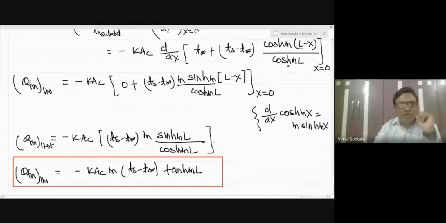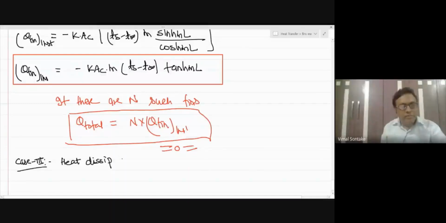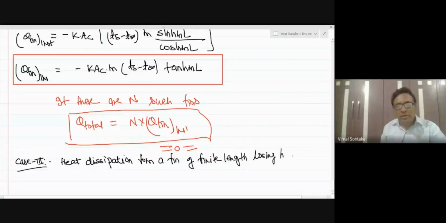Now let us move further. Let us discuss case number 3. So case 3 is heat dissipation from a fin of finite length losing heat at the tip.